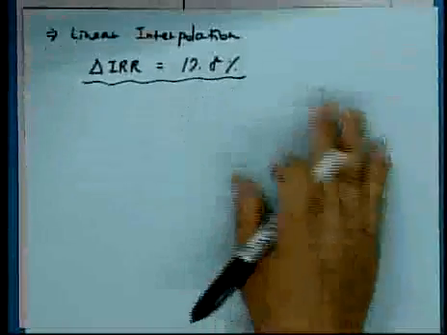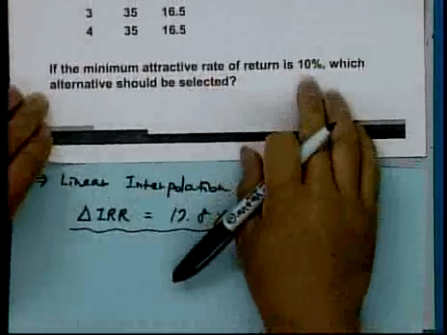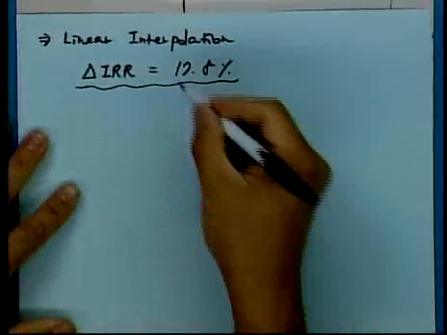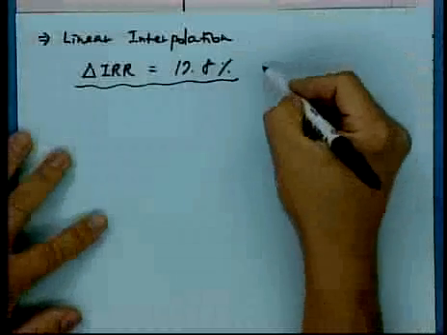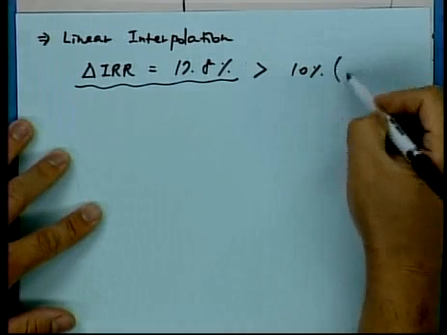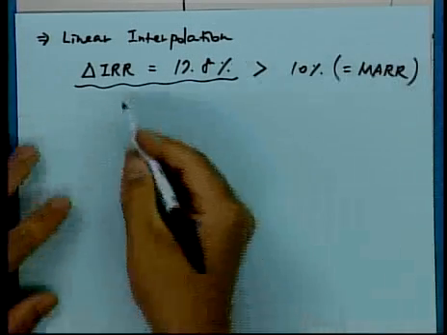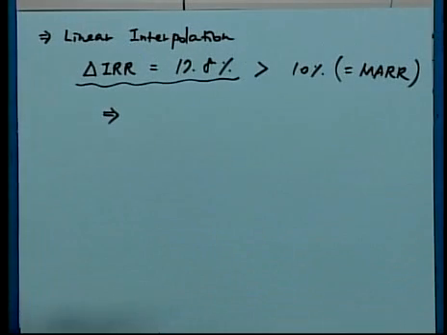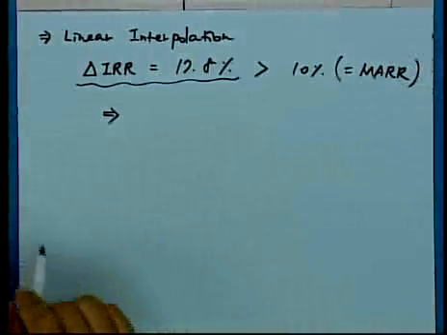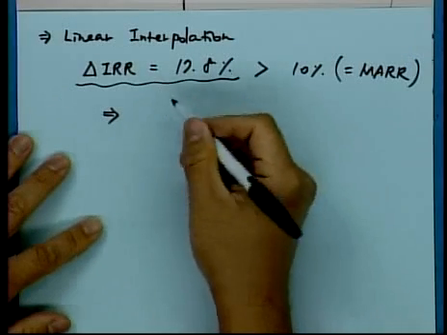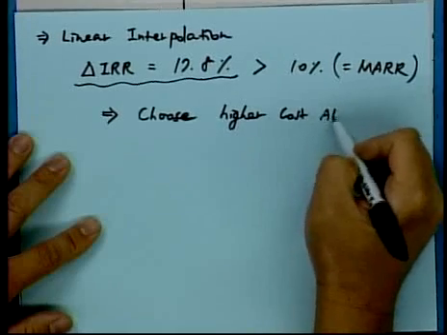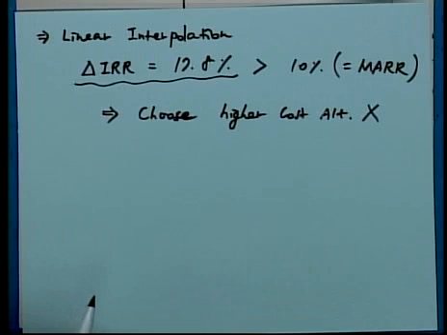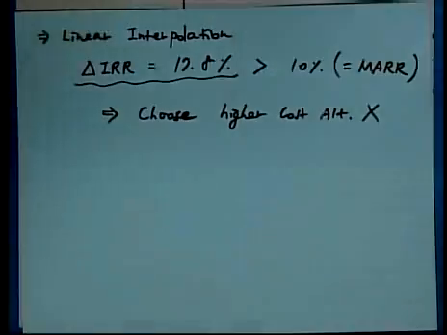And this value should be compared to the minimum attractive rate of return, which is 10%. And because the rate of return on the increment based on X minus Y is greater than the minimum attractive rate of return of 10%, what is your decision? The increment is desirable, and so the higher cost alternative, which is X, should be selected. Okay, so this is the problem 7-70.